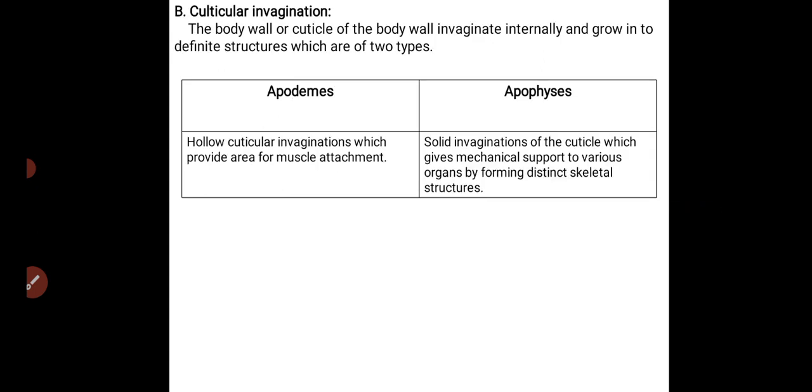Cuticular invagination. The cuticle of the body wall invaginates internally and grows into definite structures, which are of two types: apodemes and apophyses. Apodemes are hollow cuticular invaginations which provide area for muscle attachment. Apophyses are solid invaginations of the cuticle which give mechanical support to various organs by forming distinct skeletal structures.